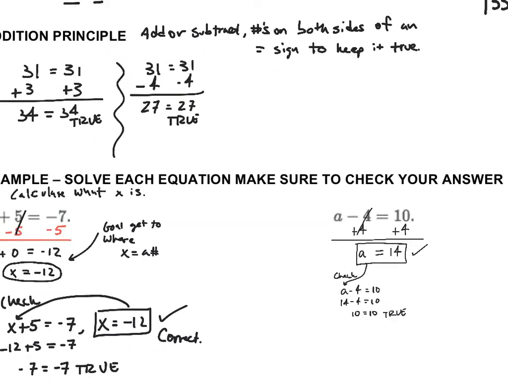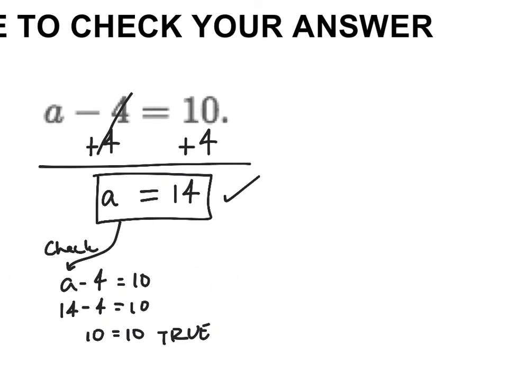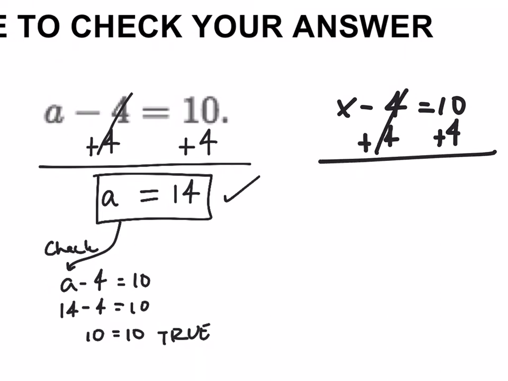If I write a minus 4 equals 10, think about it like this. What about x minus 4 is equal to 10? If I were to add 4 to both sides and solve this equation, negative 4 plus 4 is 0, so you just get x down here, and that's going to be equal to 10 plus 4, which is 14. So you get the same thing.